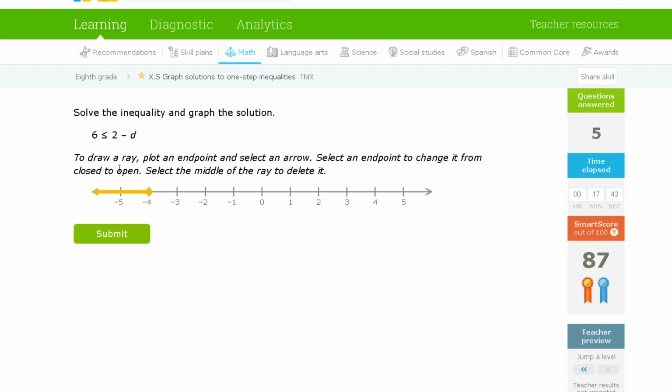Okay, so if you plug in negative 5 into this equation, it'll work. Negative 4 will work. Negative 10 will work. Negative 100 will work. But anything bigger won't work. Anything bigger than negative 4. So 0 won't, 10 won't, 5 won't, it doesn't matter. Any number bigger than negative 4 won't solve this. Any number less will, or equal.